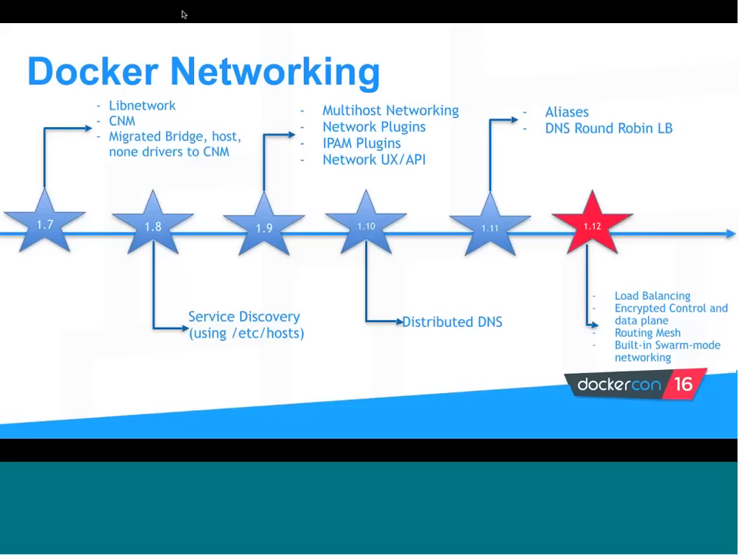In 1.10, we replaced service discovery using /etc/hosts with embedded DNS. Again, we learned a lot during the process from 1.7 to 1.9 on how to do service discovery, and we got some really good feedback from the community that using /etc/hosts for service discovery is not a great idea, which we agreed with. So we removed service discovery from /etc/hosts, and we introduced embedded DNS as part of the Docker daemon itself, and this is network scoped. With embedded DNS, service discovery started working much, much better.